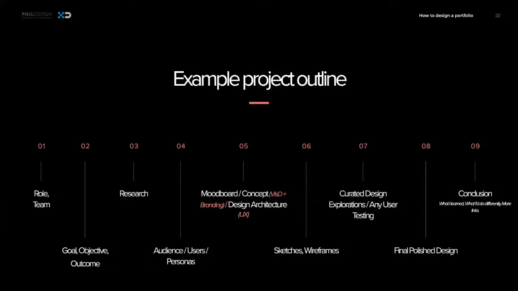And then you have also, I'm looking at point number 7, the result of any user testing initiatives that you decided to perform. And then finally, you have final polished design, visual design, high fidelity, very polished artifacts. And then, as a last step, the conclusion, what you learned, and also what you would do differently in the future. Like if you had the chance to start again working on this project, what would you do differently?